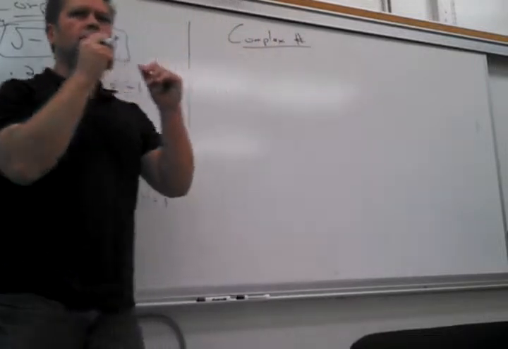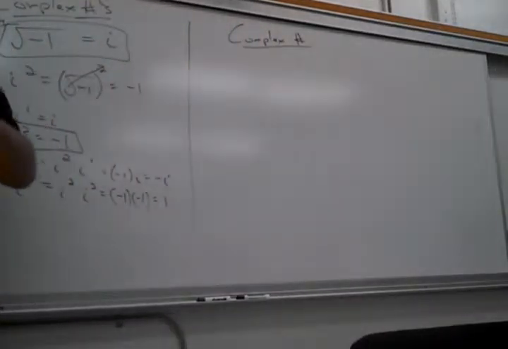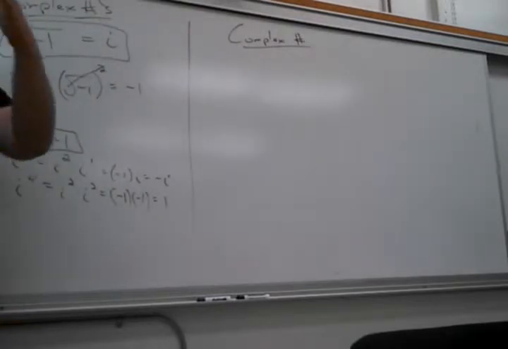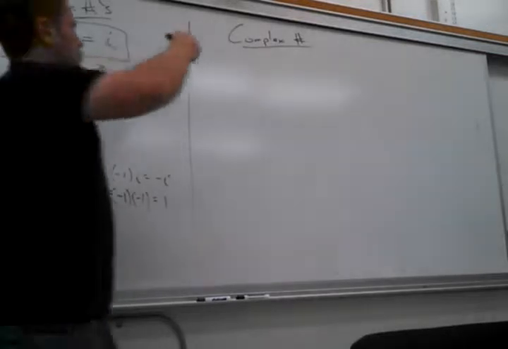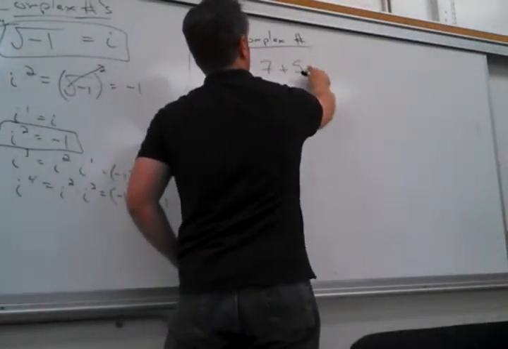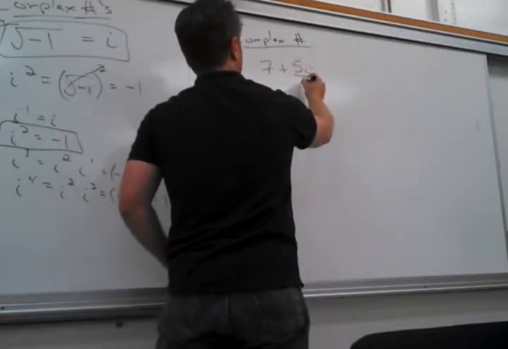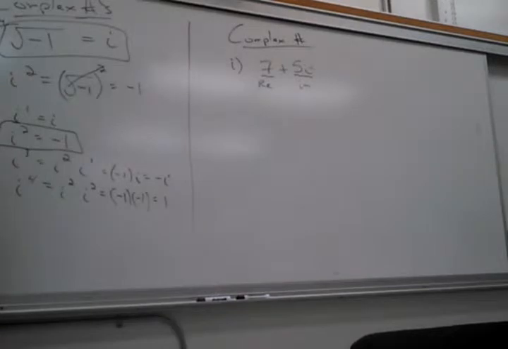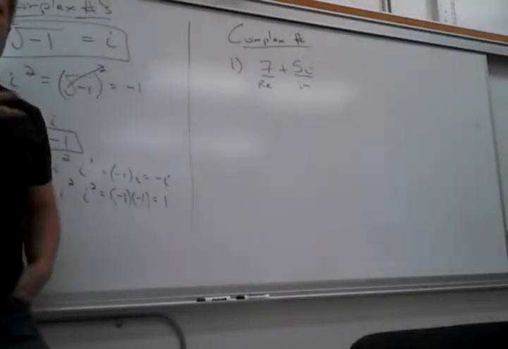So here's the idea of a complex number. Here's what a complex number looks like. A complex number is a combination of real and imaginary. So I could have a number, for example, like 7 plus 5i. There's the imaginary part, there's the real part. All right, how's that so far?